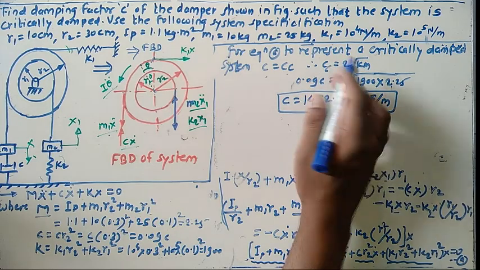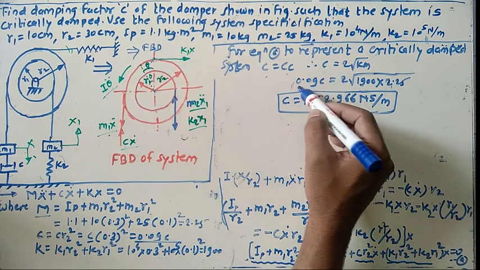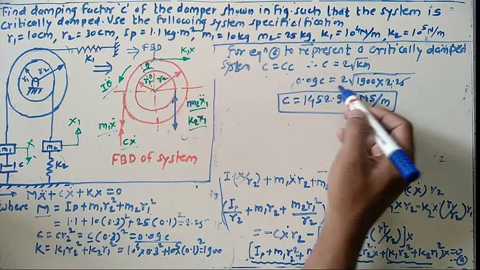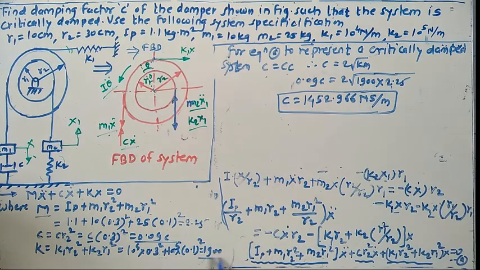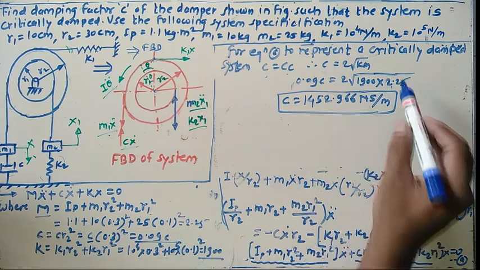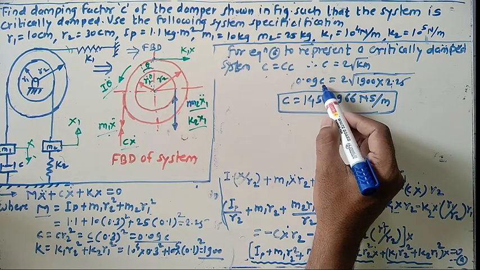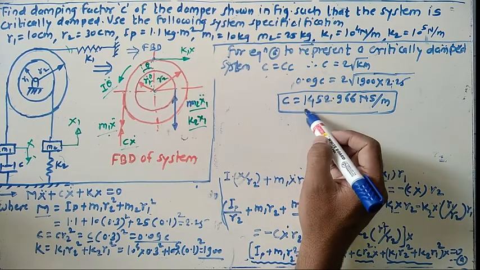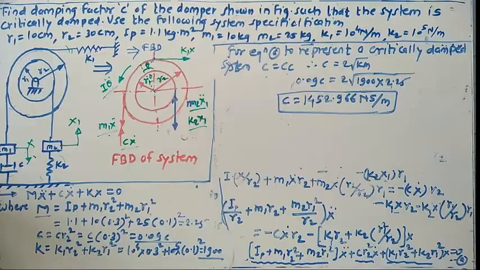Now if you look at this one, this first term, the c term, we have already simplified here as 0.09 c. Just substitute here 0.09 c. So what about the right side? 2 into square root of k, which is 1900, already we have solved this, multiplied by the mass term, which is 2.25. Just substitute here and simplify this. We can get the value c equals 1452.996 Newton second per meter.